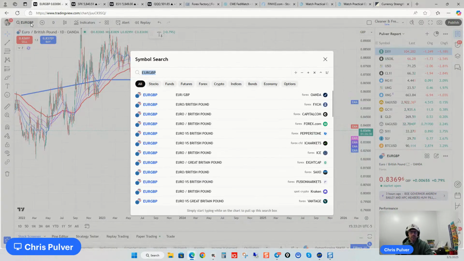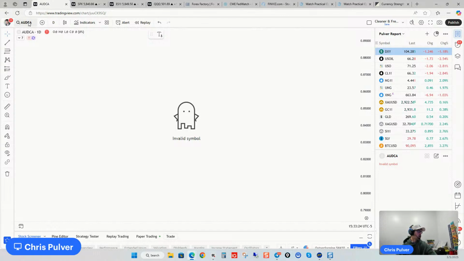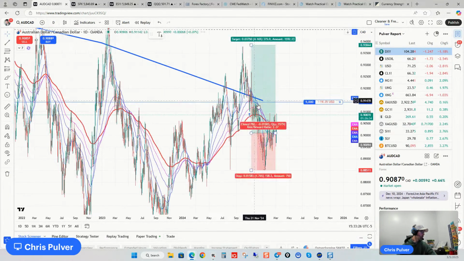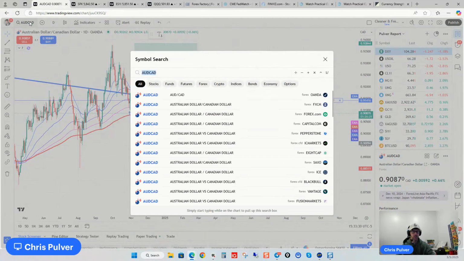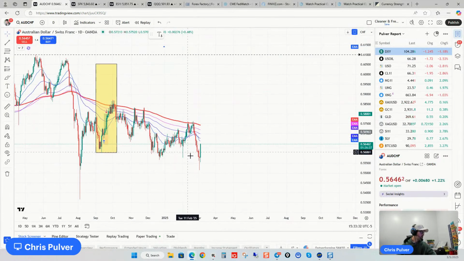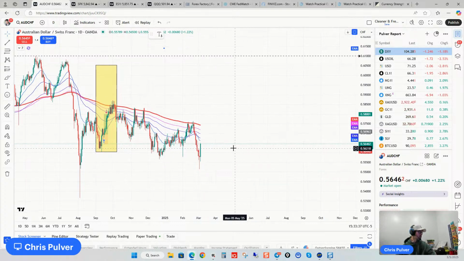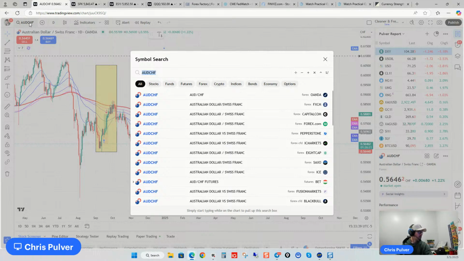So other crosses, Aussie CAD. I still like Aussie CAD long. Are we going to move on oil, by the way? Aussie CAD long looking a lot better now. I'm still upside down a smidgen. Aussie Swiss, look at that freaking turn. That's a great turn. All right, Aussie Swiss looking good. I've been holding that one for a while.